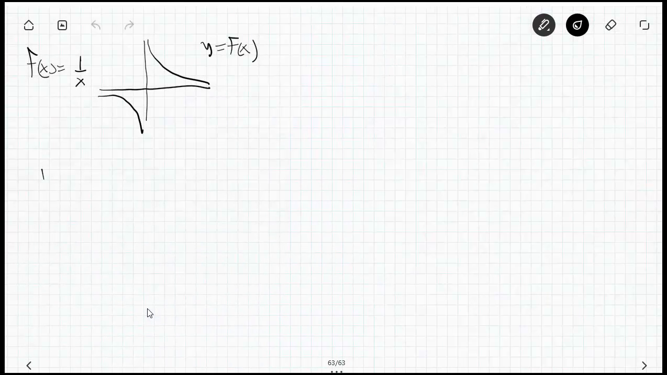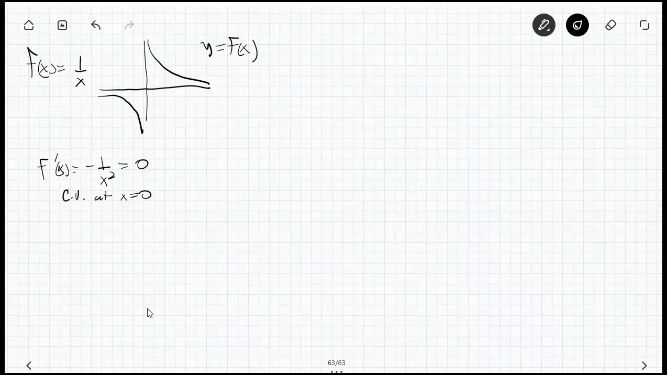All right, well, here we go. I want f prime of x. That's -1 over x squared. Set that equal to 0. My critical value is at x equals 0. Now let's ignore the fact that we know what this function looks like. I know that I'm getting a critical value at x equals 0, not because f prime of 0 equals 0, but because f prime of 0 does not exist.